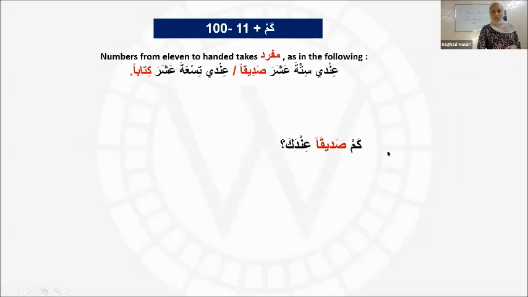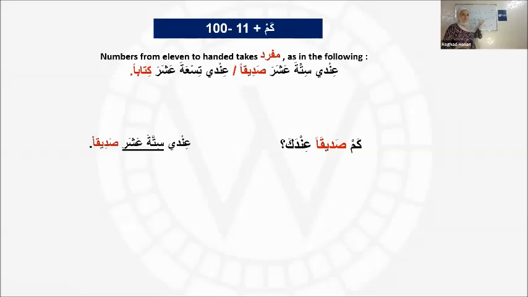Okay. كم صديقا عندك? How many friends do you have? كم صديقا? As we said, كم should be followed by a name منصوب with double فتحة. So كم صديقا عندك? عندي 16 صديقا. 16 is between 11 and 100, so it should be مفرد, singular. So صديقا is singular.